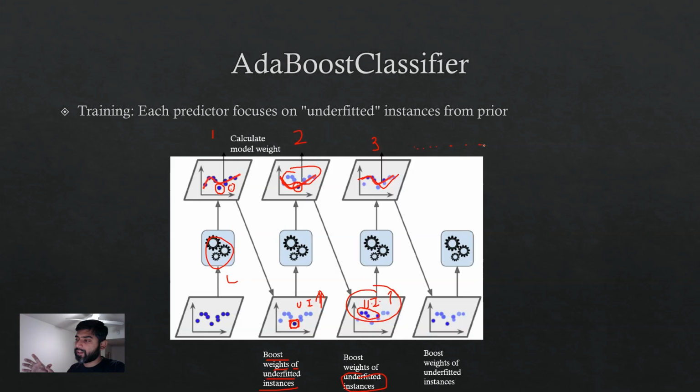What's getting boosted here is the weight of the underfitted instances. You keep doing that, keep generating thousands of models. We combine all of them using hard voting or soft voting and make a final prediction based on 1,000 models. Your prediction is going to be pretty accurate. That's all adaptive boosting for you.